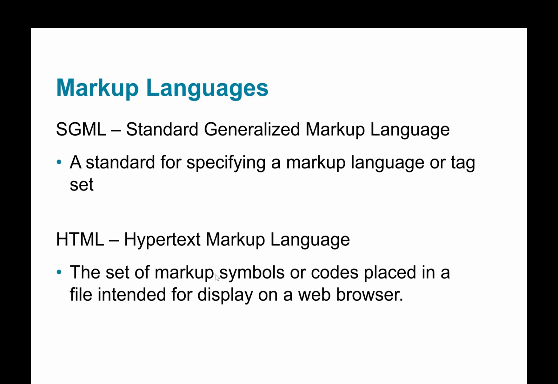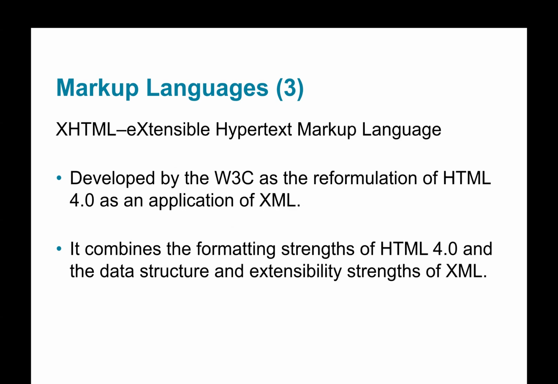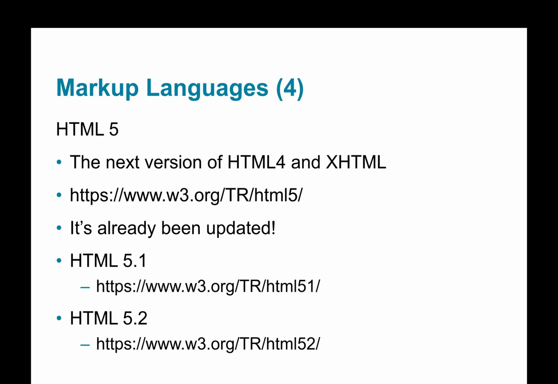HTML is a set of markup symbols or codes placed in a file intended for display on a web browser. There are other markup languages like XML. I think you are familiar with XML, but we're not going to discuss it because it is beyond the scope of this course. We are primarily focusing on HTML, and then there is XHTML, which is another kind of markup language. Specifically, you are going to use HTML5. There are different versions of HTML, and HTML5 is the latest one.